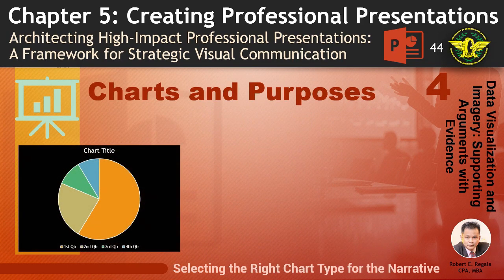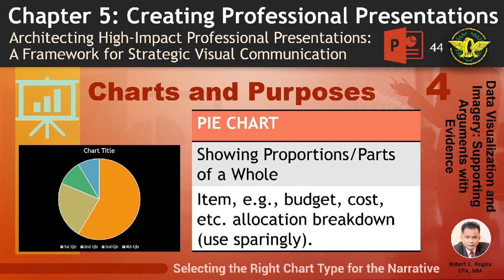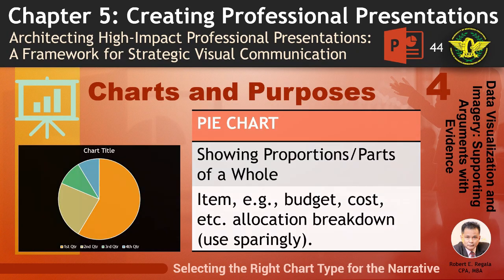The pie chart. The pie chart is used to show proportions or parts of a whole and is best used for items, for example, budget, cost, etc. allocation breakdown. It should be used sparingly. It is best used for simple, clear proportions, often less effective than bar charts for direct comparison.